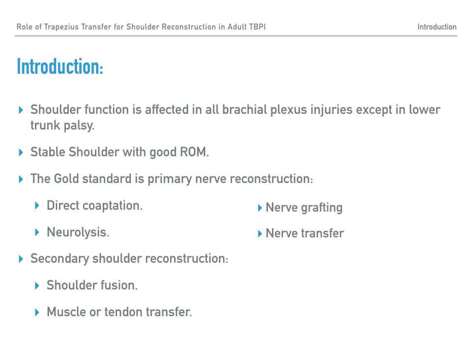While secondary reconstruction options for shoulder include fusion, muscle or tendon transfer, those options are indicated in neglected cases that are presented more than 1 year after injury without any attempt at reconstruction, and cases of complete or partial failure of recovery of both deltoid and rotator cuff after primary reconstruction.